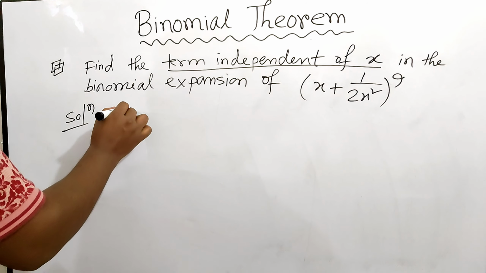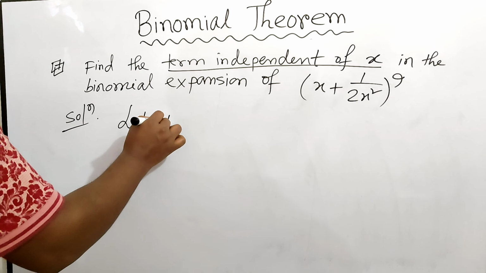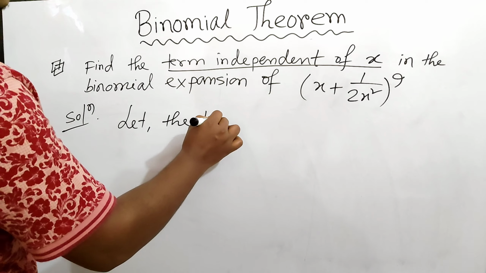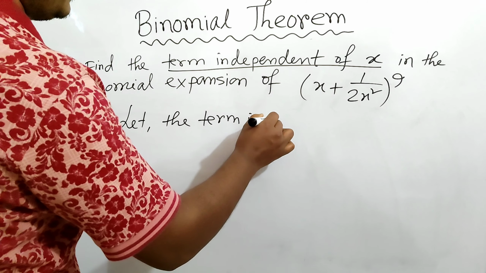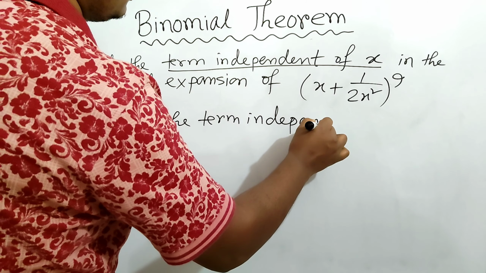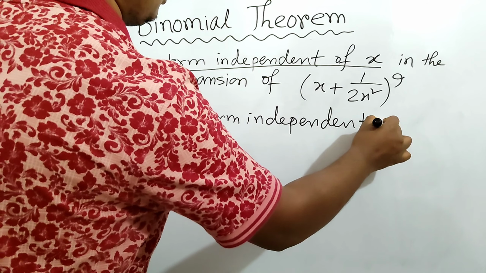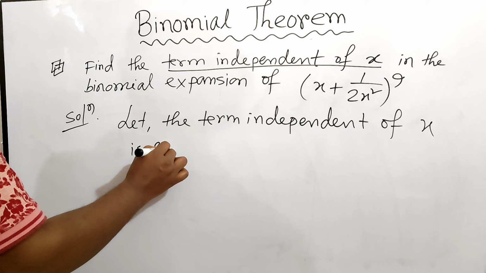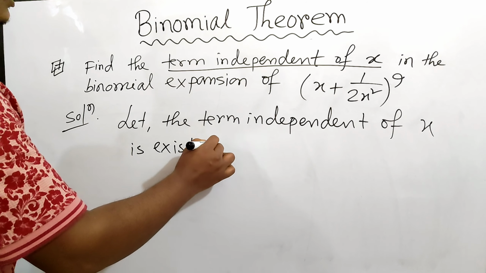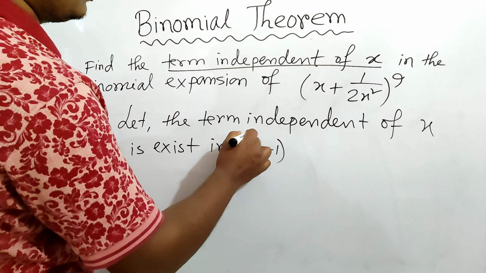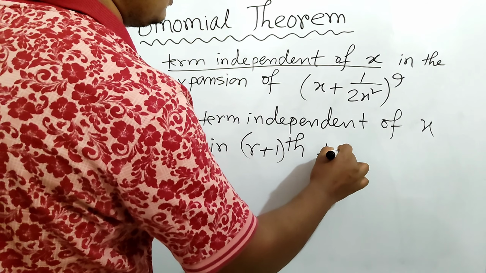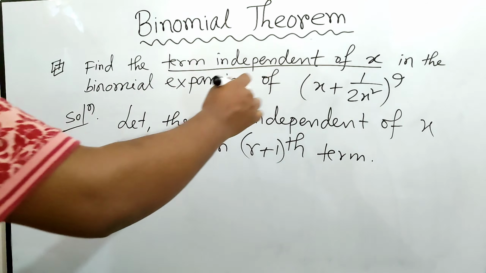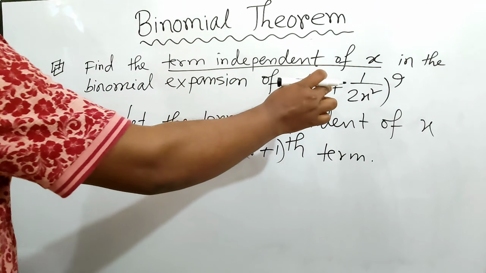Now just consider, let the term independent of x exist in the r plus 1 term. So now we just find the r plus 1 term in the expansion of this.